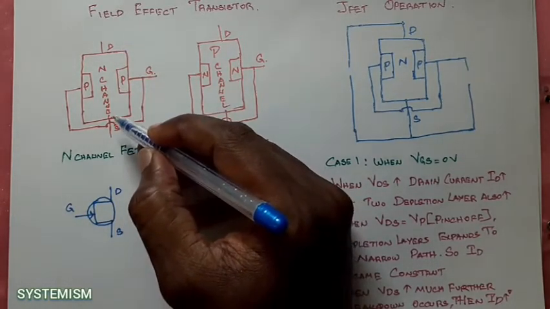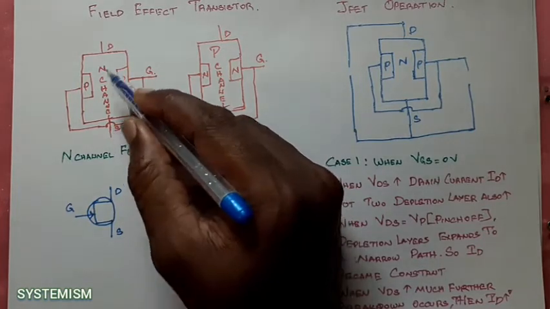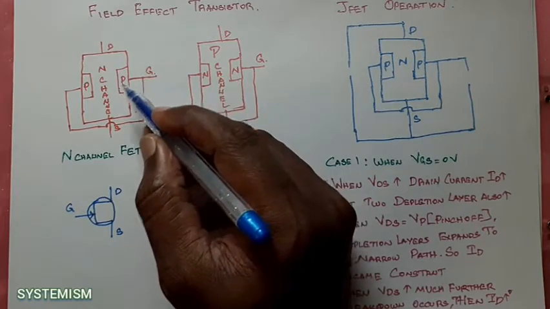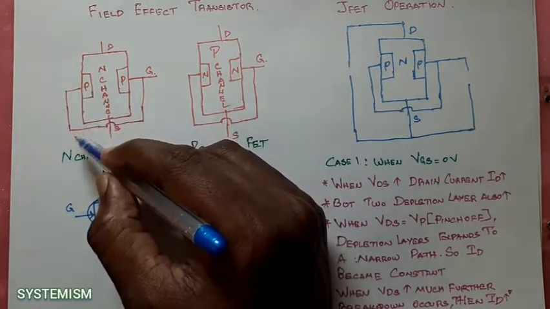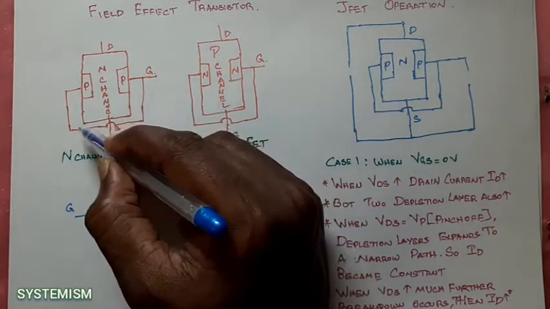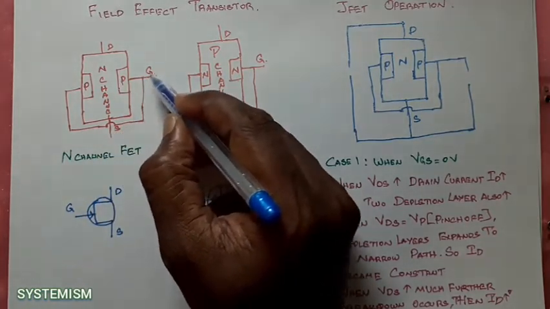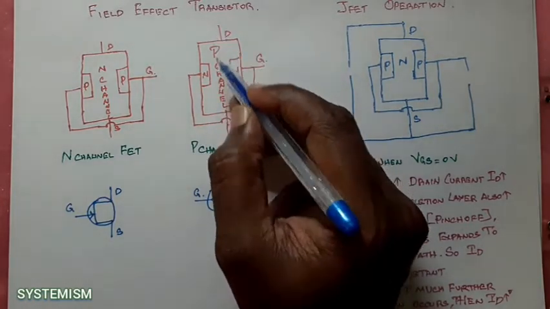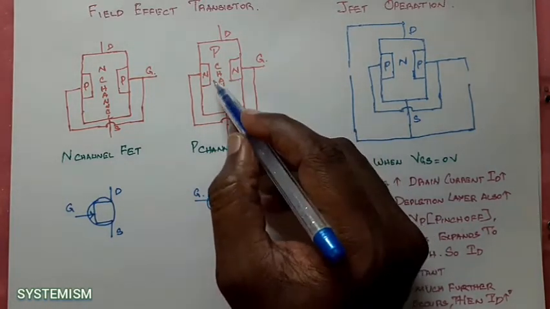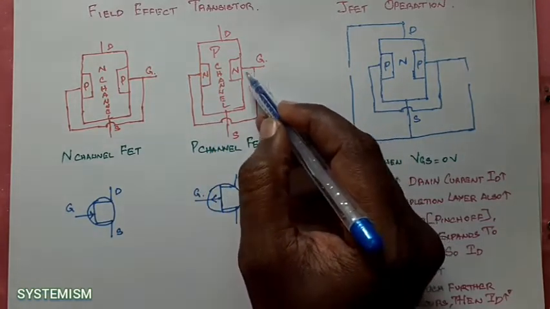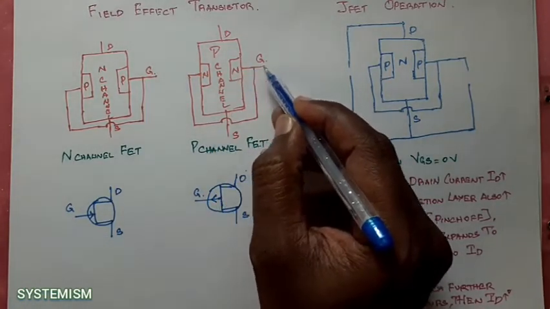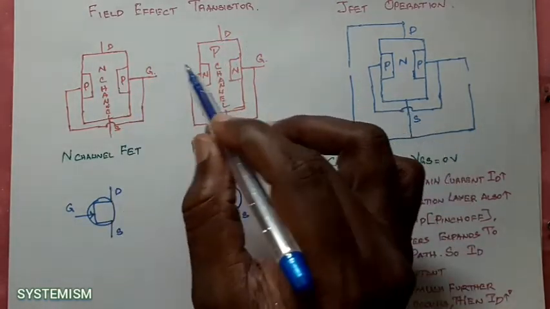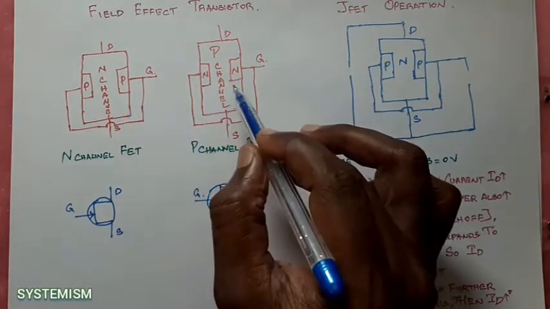What is the source? Source is one side terminal of this N channel. Drain is the other side terminal of this N channel. What about the gate? Gate means we have connected these two P-type layers together and taken a terminal and named it gate. In the same way here also, one side is the drain terminal, the other side is the source terminal, and the N layers on the two sides are connected and a terminal is taken, which is called your gate. So this is the structure of your field effect transistor, N channel and P channel.